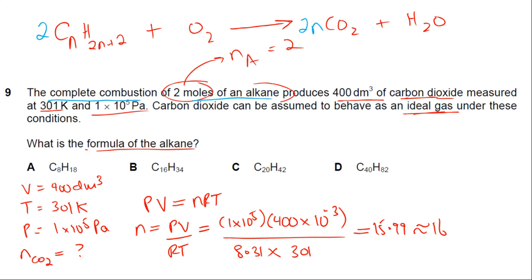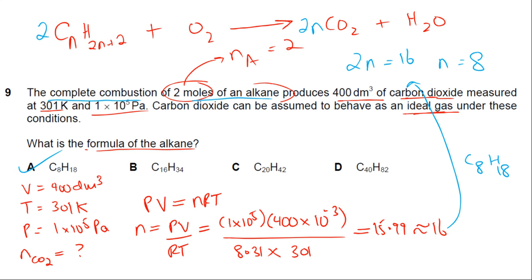Now that simplifies things very quickly. I don't need to go further. Why? Because I know this 2n is equivalent to 16, and that makes n equal to 8. And if n is 8, I can come up with my formula: C8H18. There you go. So the answer is A.